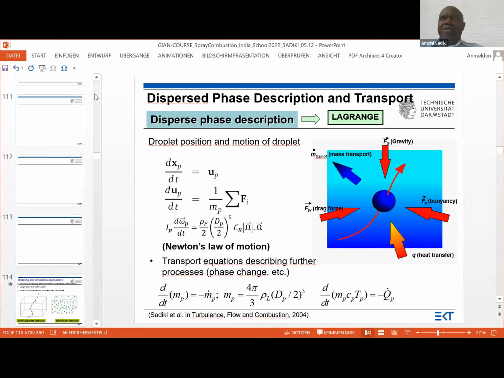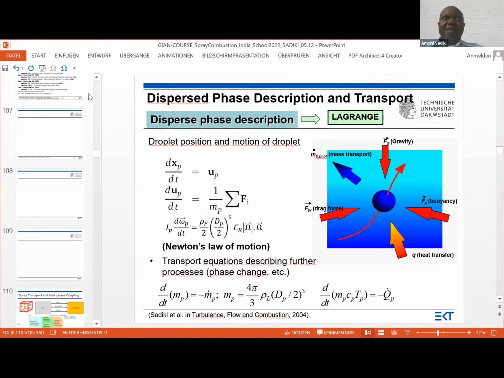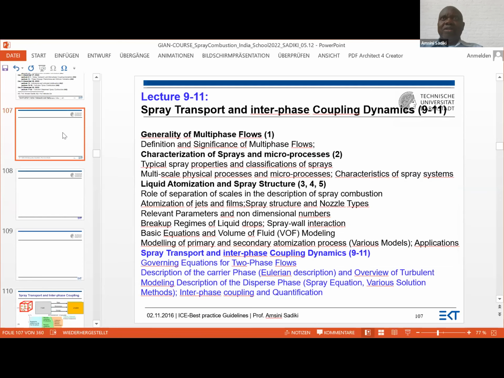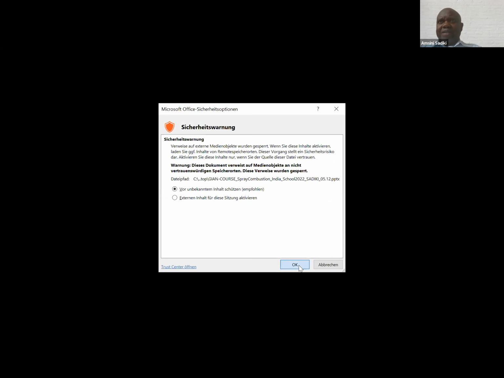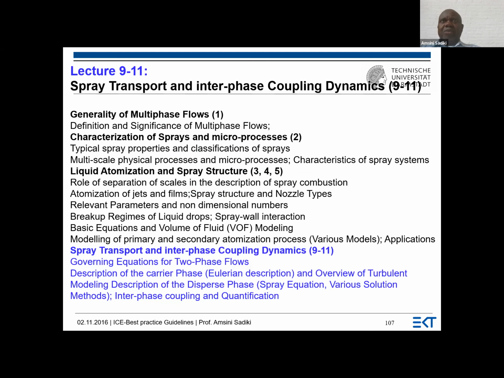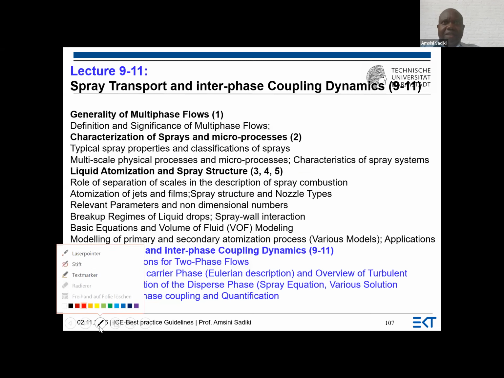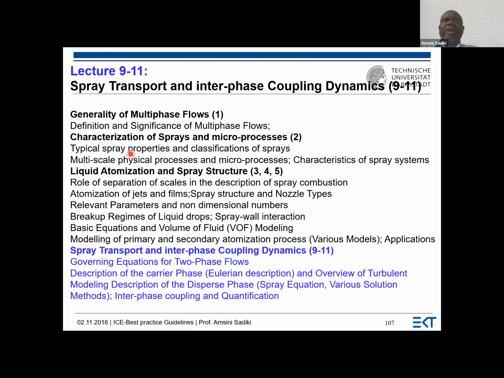So we will start today with the next part of our lecture. And for that, let me put it in presentation mode. So we will start now with spray transport and interface coupling.